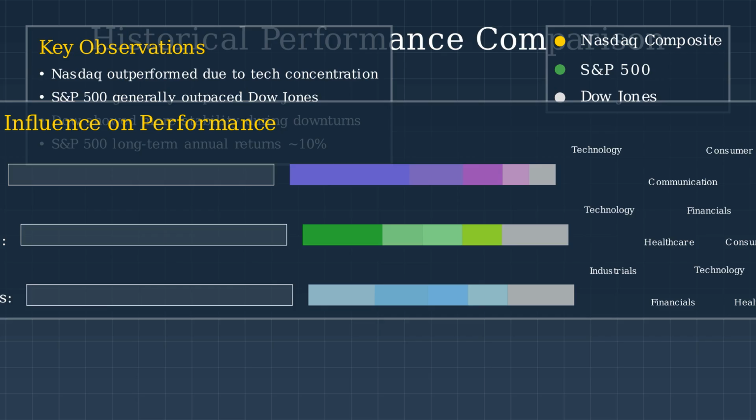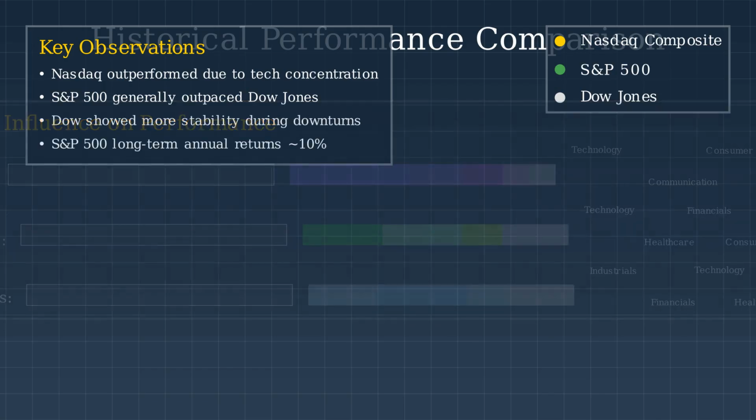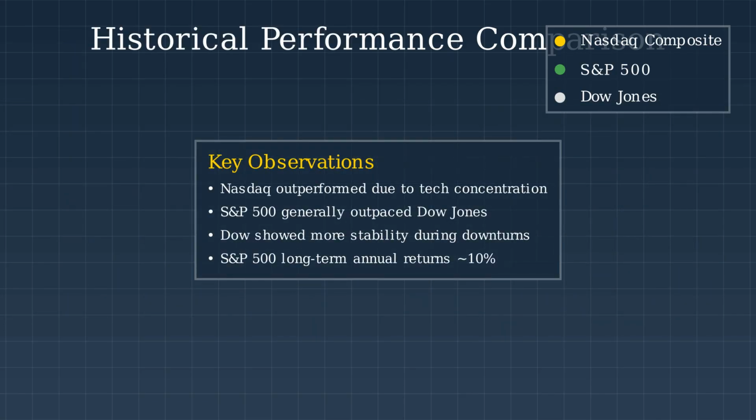Each index responds differently to economic cycles based on these sector weightings. Tech-heavy indices tend to outperform in growth-oriented markets, but may experience more volatility in downturns. Over the very long term, the S&P 500 has delivered average annual returns of approximately 10%, though performance varies significantly across different time periods.